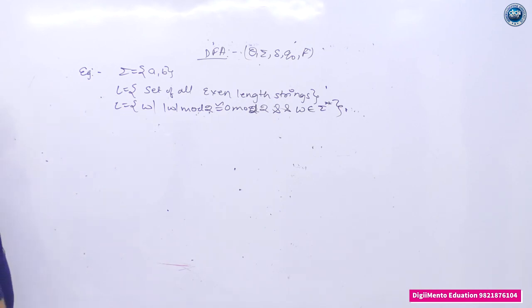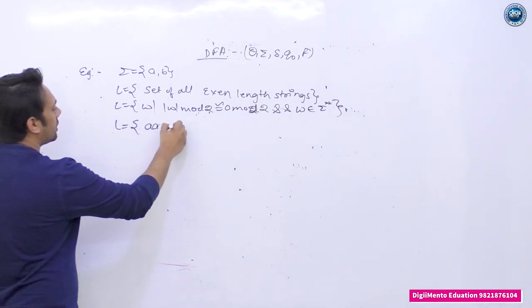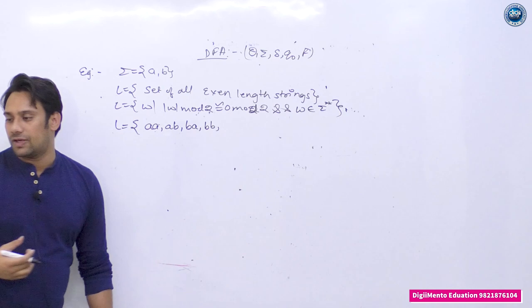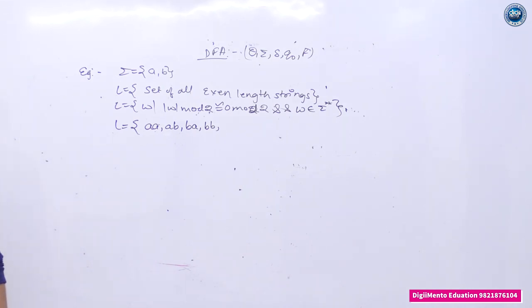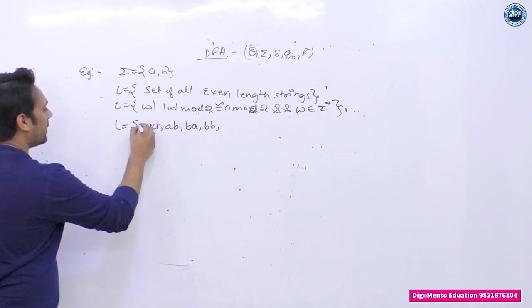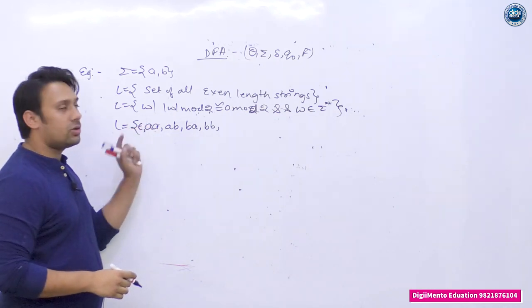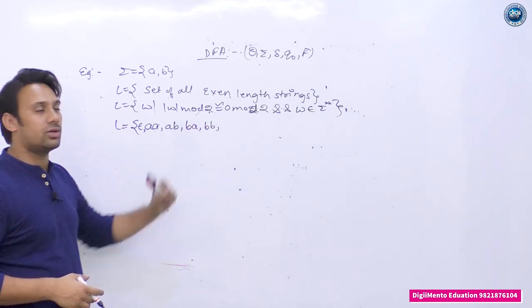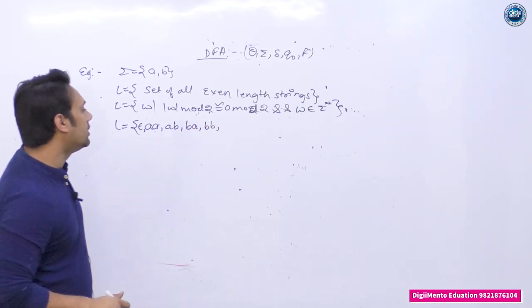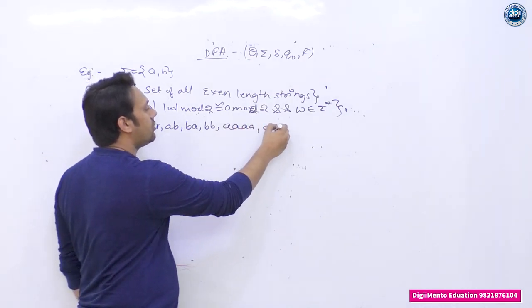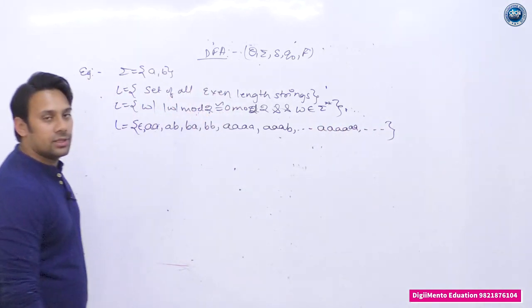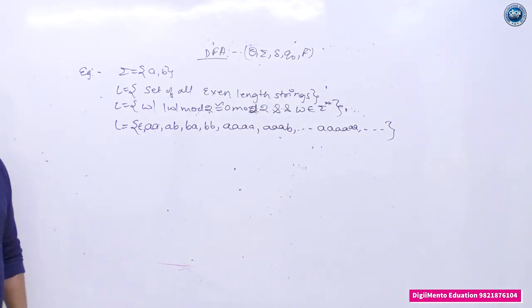So in this language, what are the strings that will be present? The strings that will be present will be AA, AB, BA, BB. Just try to tell me, can we have epsilon in this language? Yes, we can have epsilon in this language, so epsilon will exist, because epsilon is a string of length 0. When we say it is an even length string, it includes length 0, length 2, length 4, length 6, length 8, and so on. You can have strings of length 4, strings of length 6, and so on. So this language will contain all the even length strings.